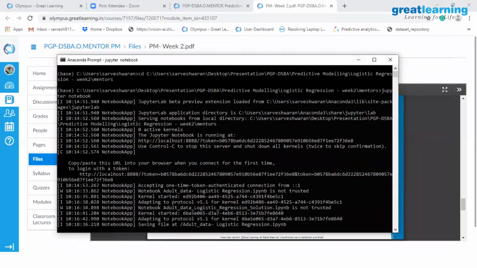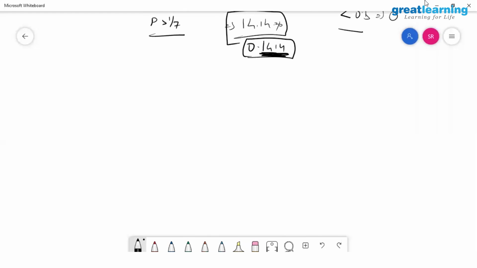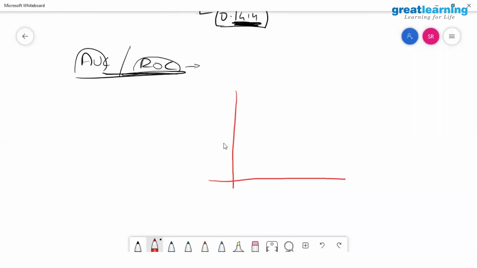So how are you going to select using the area under the curve? You have mentioned the area under the curve. That's really nice. That's very good. Now, how are you going to do the area under the curve? So AUC, area under the curve, and ROC. What is this ROC called, and what is this AUC called? AUC is the area under the curve, and ROC is?